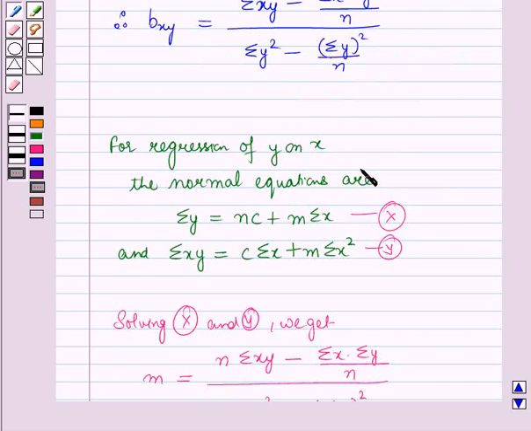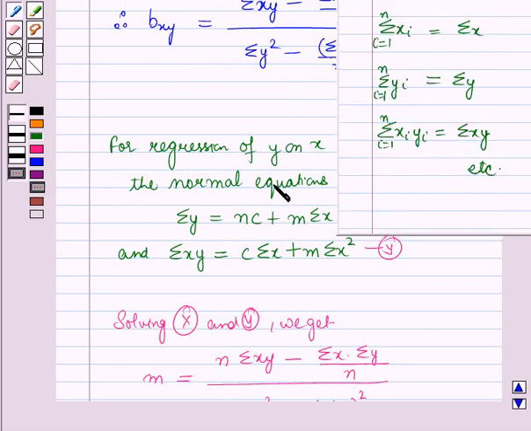Now, in the normal equations which we have obtained earlier, x and y indicate the observed values of the respective variables. And also, in the equations which we have obtained, we have used summation x, summation y. That is, we have used a simple notation for the sake of simplicity, where summation x is equal to summation xi, where i varies from 1 to n, and summation of xy is equal to summation of xiyi, where i varies from 1 to n, etc.